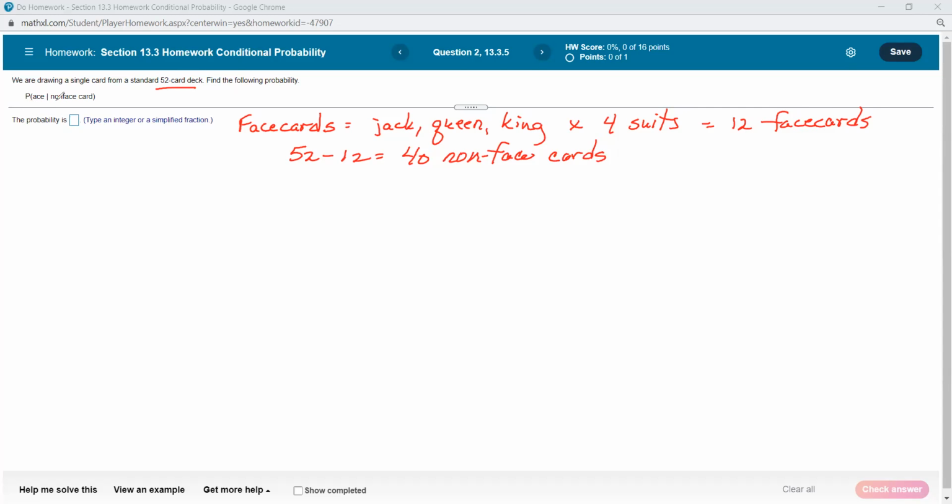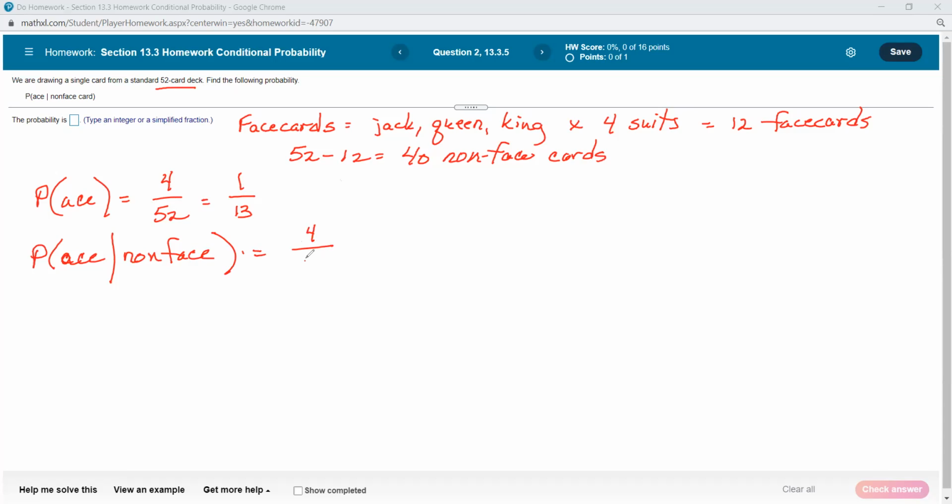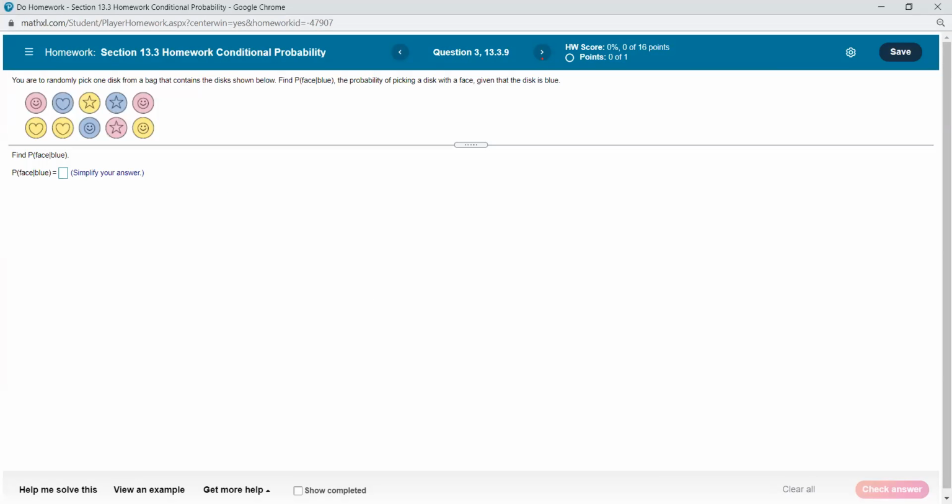So the probability of getting an ace out of these 40 cards, as opposed to the original 52. Now, originally, the probability of getting an ace would have been 4 aces out of 52 cards, which should be 1 out of 13. The probability of getting an ace, given that it is a non-face card, there's still 4 aces, but now we're only talking about 40 of the cards that could have possibly been drawn. So now the probability has gone from 1 out of 13 to 1 out of 10. Let's look at this one. What do we got going on here?